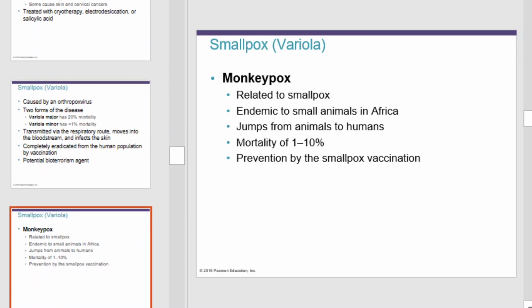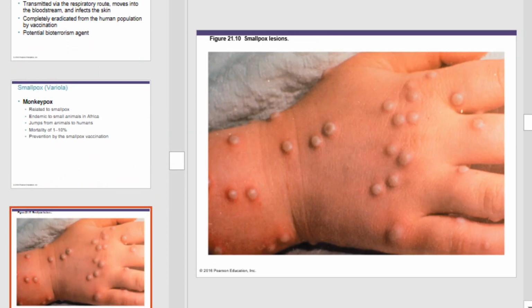Monkeypox. Monkeypox is related to smallpox. It's endemic in small animals in Africa and jumps from animals to humans, has a mortality of 1 to 10%, and it can be prevented by smallpox vaccination. This is what smallpox lesions look like on an individual.